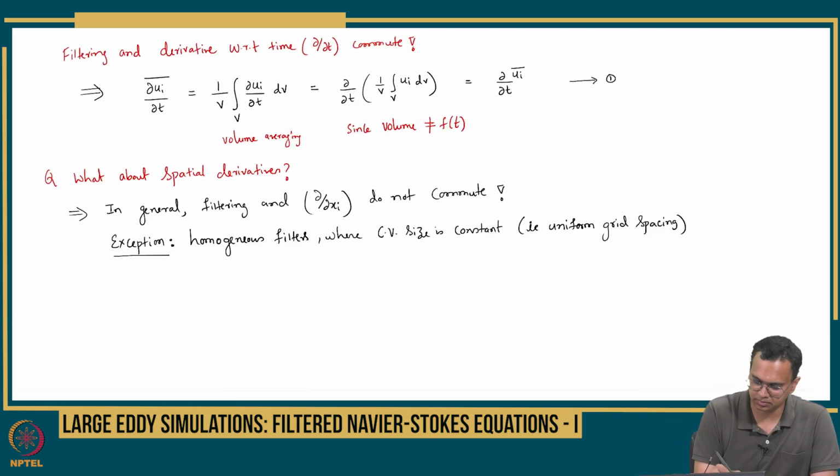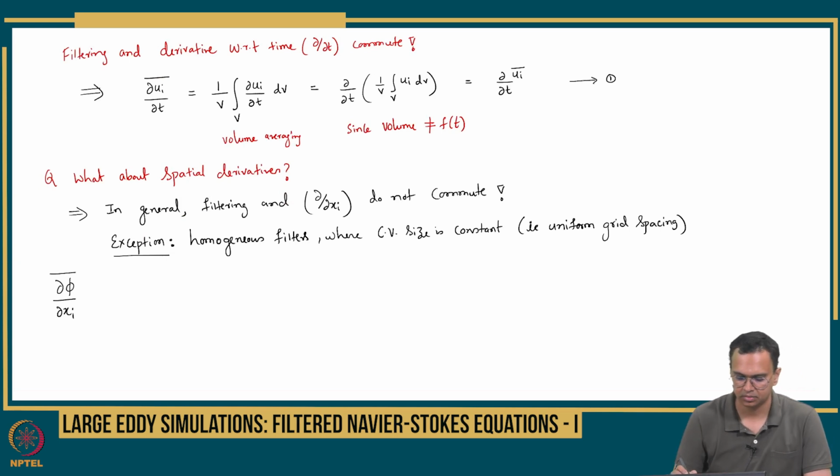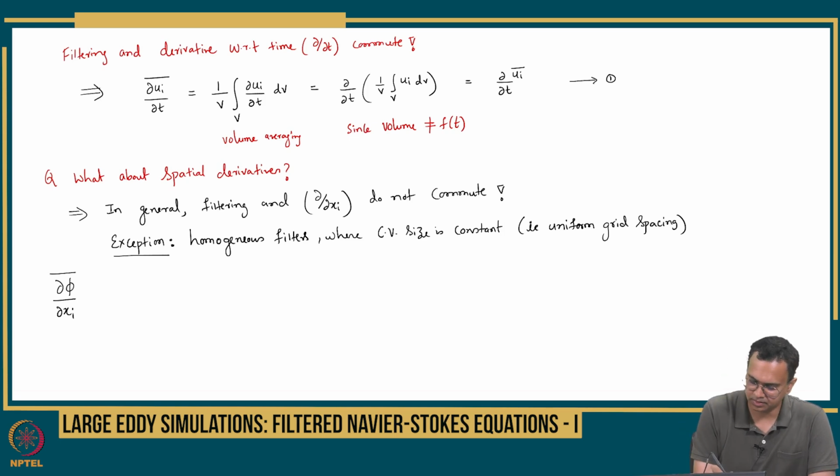Let's take any spatial derivative term. Phi can be pressure or velocity or anything. So the filtered ∂φ/∂xi is nothing but 1/V ∫V ∂φ/∂xi dV.